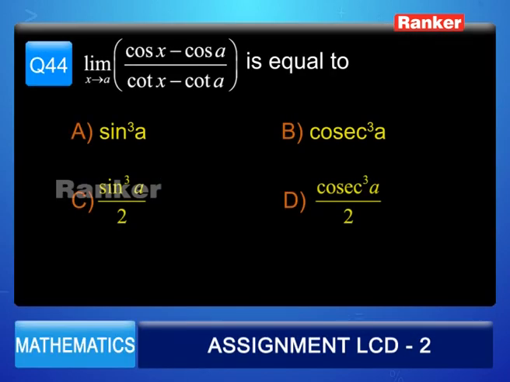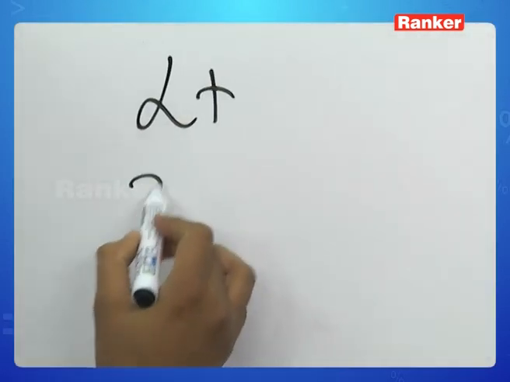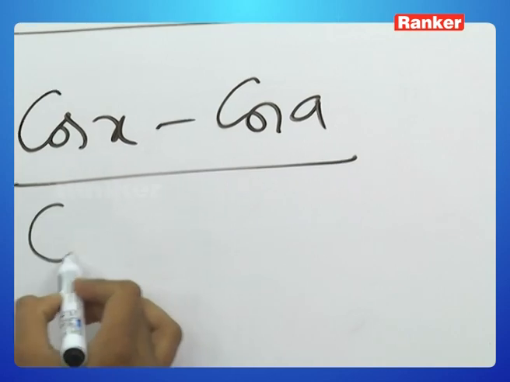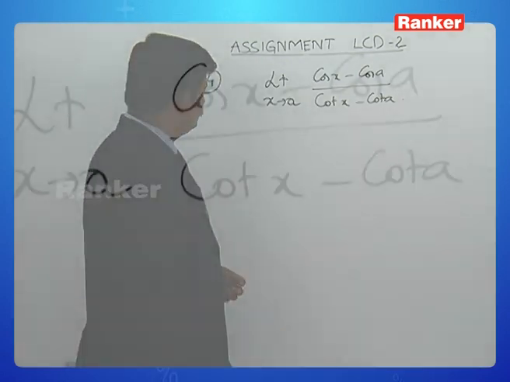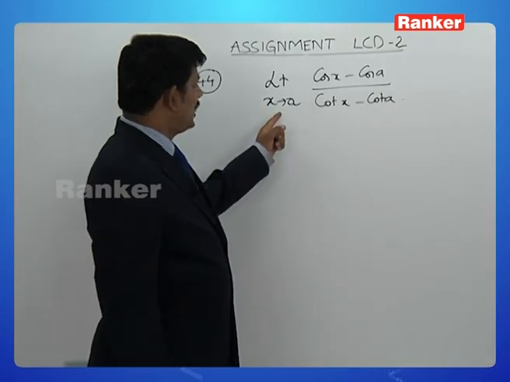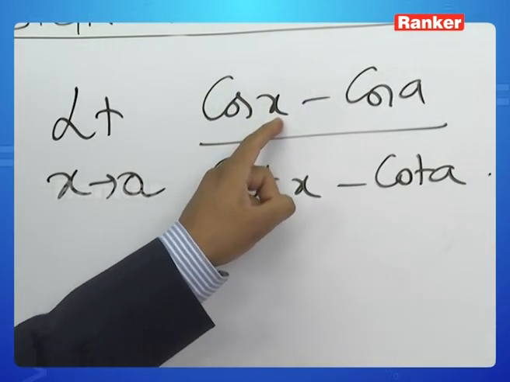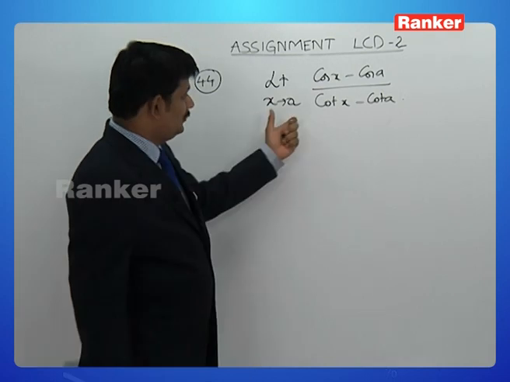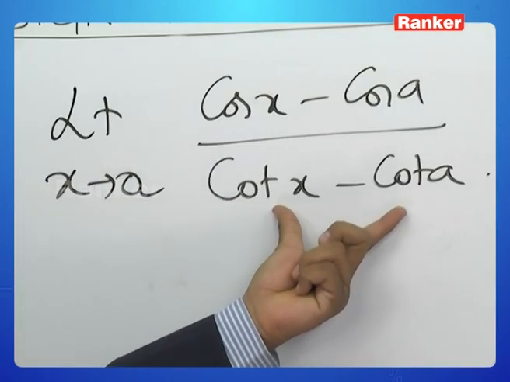Next question. Evaluate the limit as x tends to a of (cos x - cos a)/(cot x - cot a). This question we can again do either by L'Hospital rule, it is 0/0 format. As x tends to a, cos x tends to cos a, minus cos a is 0, so it is 0/0 format. We can do it by L'Hospital rule, or we can do it by simplifying the denominator.